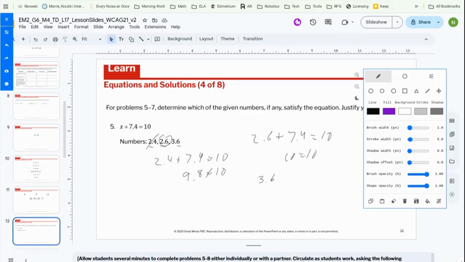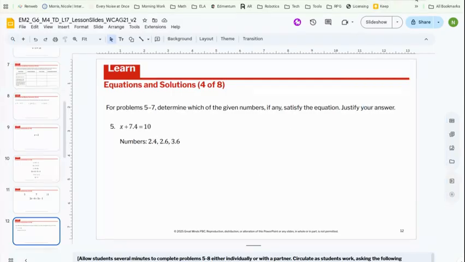They'll do 3.6 plus 7.4 equals 10. That ends up being 11 equals 10. That is not correct. So that is not true. So it's just plugging it in and seeing, is it right or is it not right?